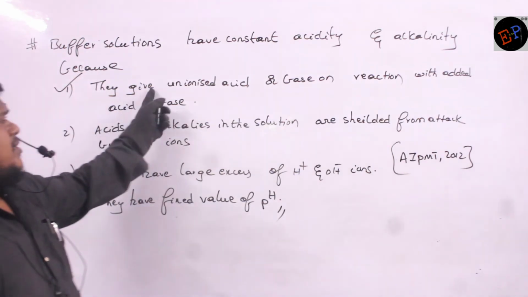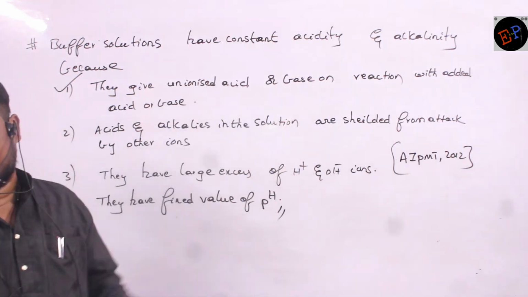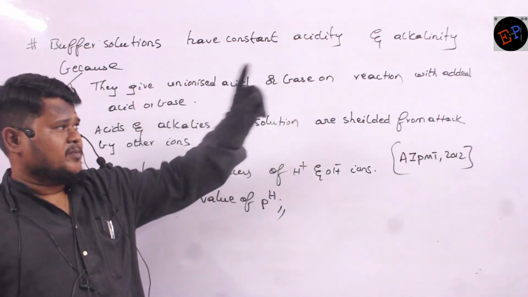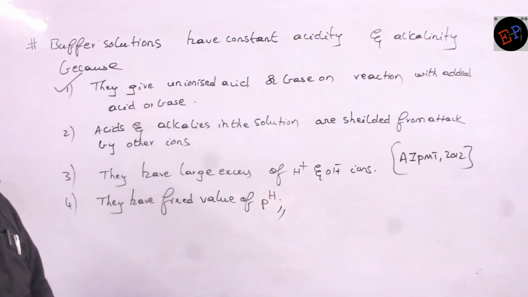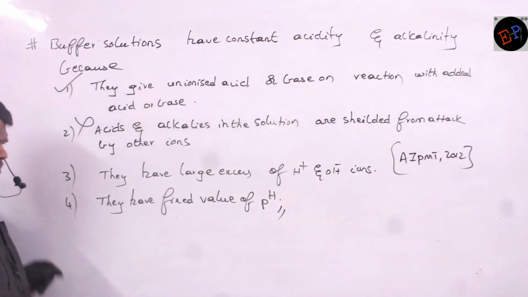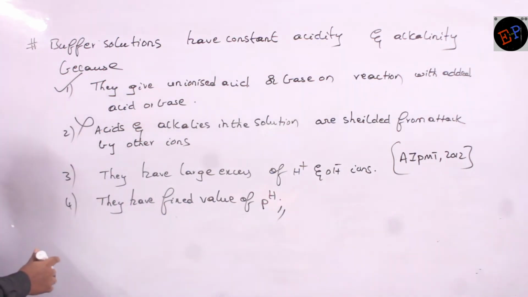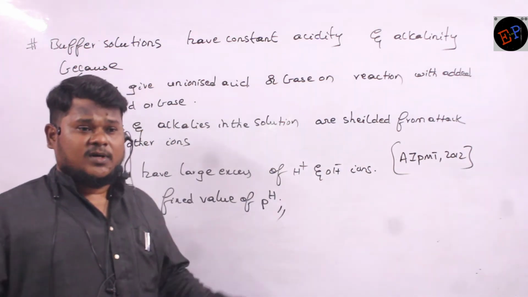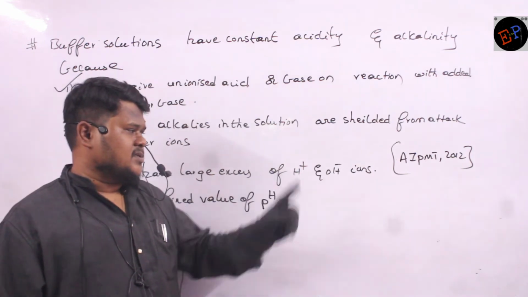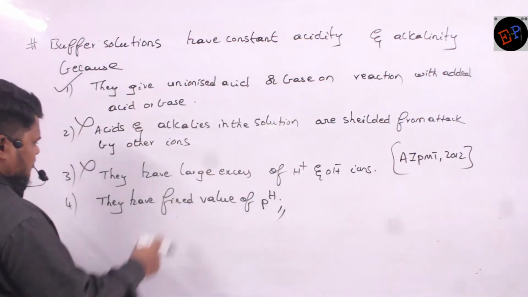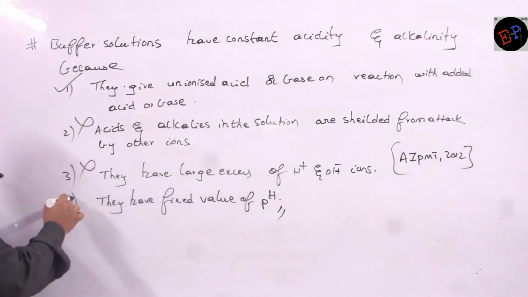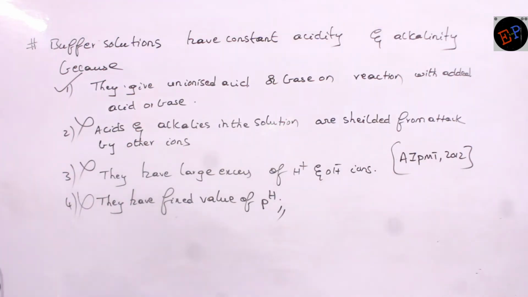Okay, no? So what do they give? Unionized molecules, the molecules which don't behave like ions. Are you able to understand? Unionized acid or base is formed when acid or base is added. Okay. So they are shielded from attack by other ions is not correct. They have large excess value of H plus and OH minus. This is also not correct, because they definitely have some H plus and OH minus, but excess quantity is not present. Are you able to understand? So this is also wrong. And they have fixed values of pH. They are fixing this pH only because of this reason. So this will be my correct answer, and the remaining I can consider to be wrong. That is the answer.